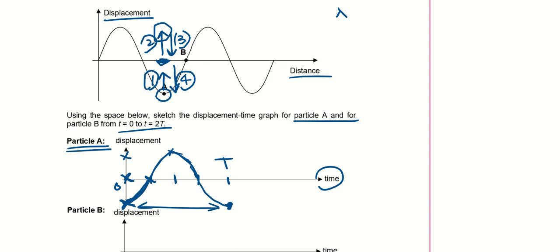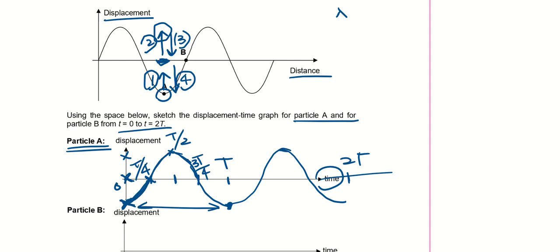But they want us to draw for 2T. So you go up this way, and this is 2T. From here to here is T over 4. Here to here is T over 2. Here will be 3T over 4.